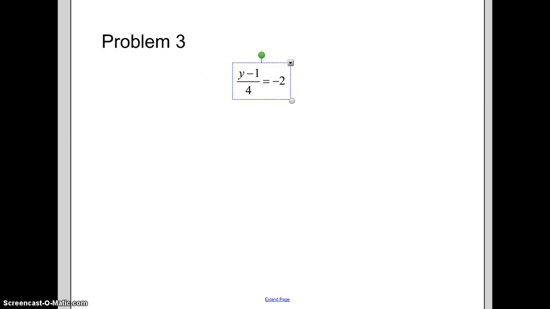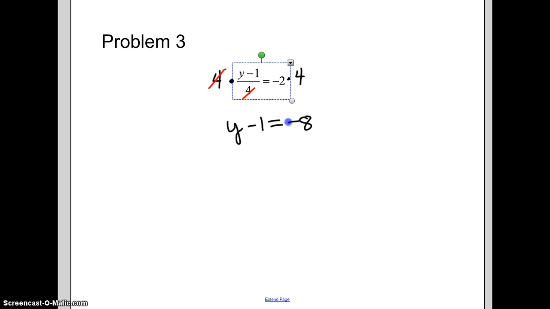Problem 3. Once again, we have a fraction. So we're going to start by getting rid of that fraction. Since there's a 4 in the denominator, we will multiply every term by 4. We multiply the left side and the right side both by 4. On the left side, the 4's will cross out, and we are left with y minus 1. And on the right side, 2 times negative 4 is negative 8.